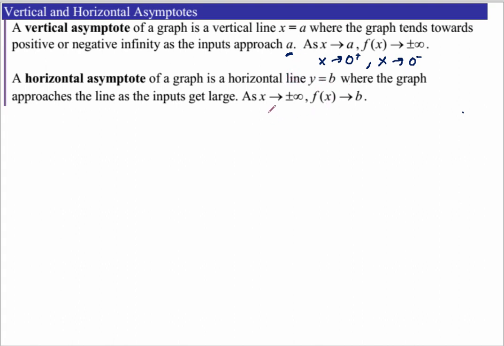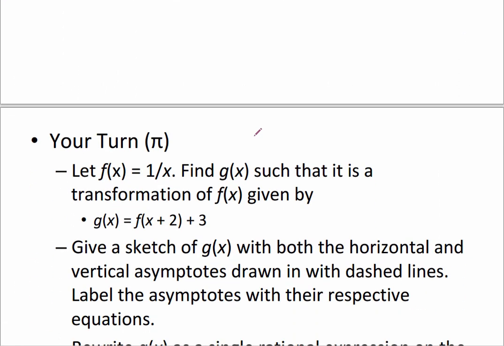All right, now reverse that idea. So this time, let x go to either positive or negative infinity. And if f of x goes to a fixed value, then in that case, y equals b is going to be the equation of that horizontal asymptote. Keep in mind that these are both equations of lines. That's the equation of the vertical line, x equals a, and that's the equation of the horizontal line, y equals b. Okay, cool beans.